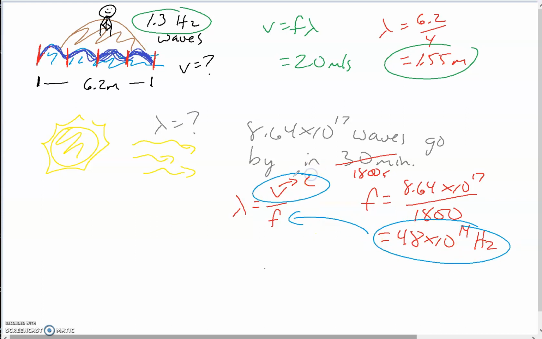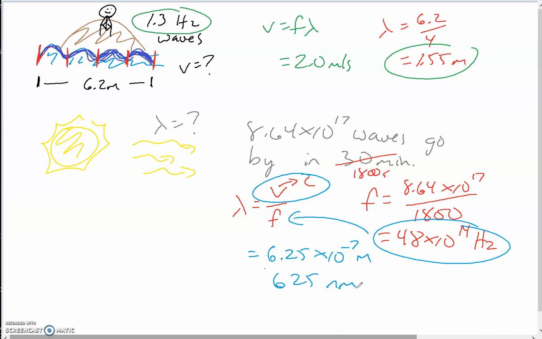The v would just be the speed of light in a vacuum, because we're talking about vacuum type stuff, and I can then calculate the wavelength. Of course, wavelength for light can be really small. If we calculate it, we get about 6.25 times 10 to the negative 7 meters, or 625 nanometers, which is a really common way to talk about light.